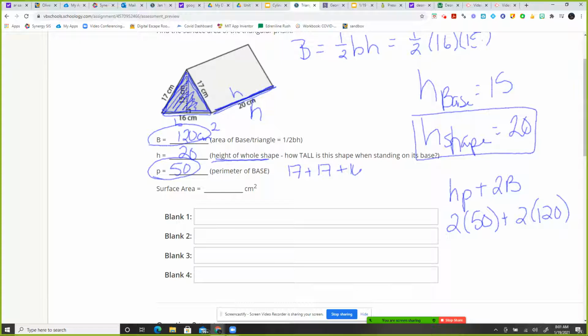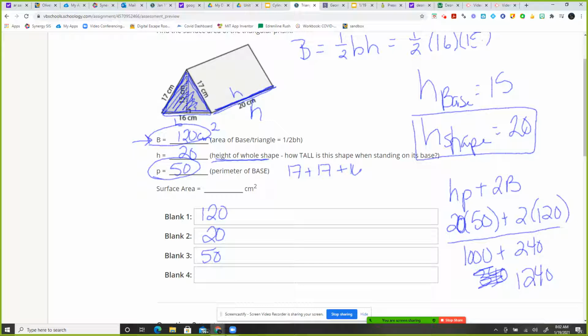Triangular prisms are tough. They do all kinds of weird things, right? Notice that the area of the base is a capital B. So when we do all of this, we get 1000 plus 240, or 1240. Oh, you're right. The height is 20. I just wrote a 2. So that's 1,000. So that's 1240. That sounds better. Thanks for that catch.